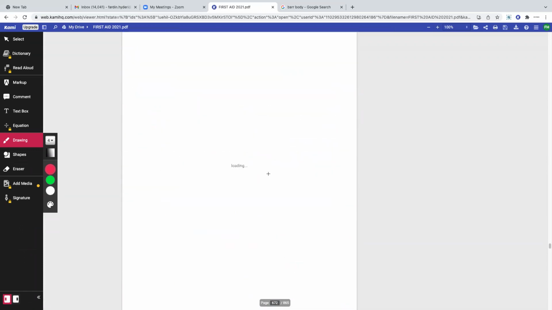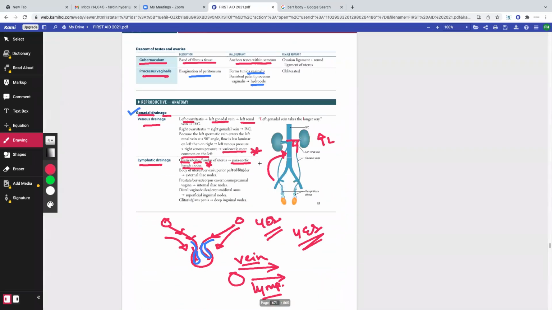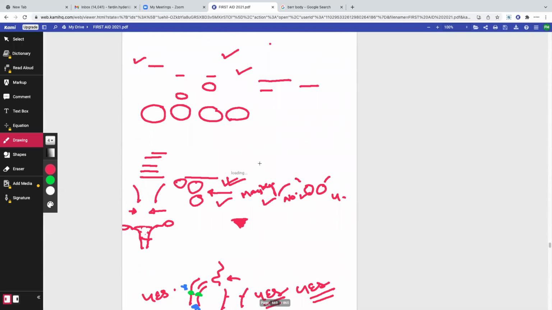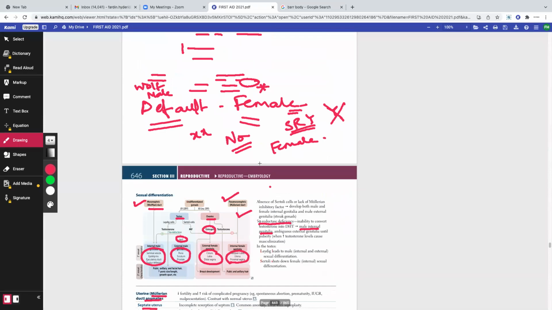Wait, 1 second. Not the anatomy. Okay. Give me 1 second, please.